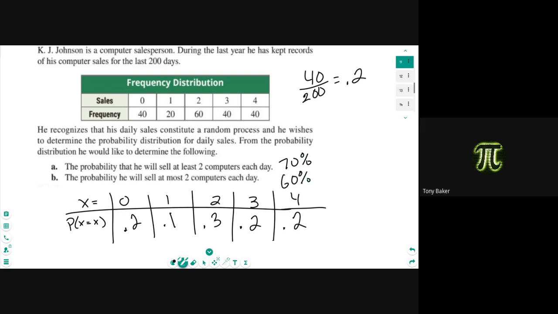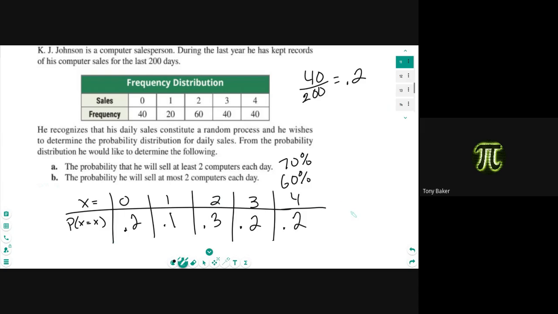Are those complements of each other? Why? Complements, if you add them up, have to be 100, right? So in this case, these are not complements of each other. They overlap at the 2. If it said sold less than 2 computers each day, we wouldn't have included the 2, and then they would have been complements of each other. But in this case, the 2 is looked at twice.